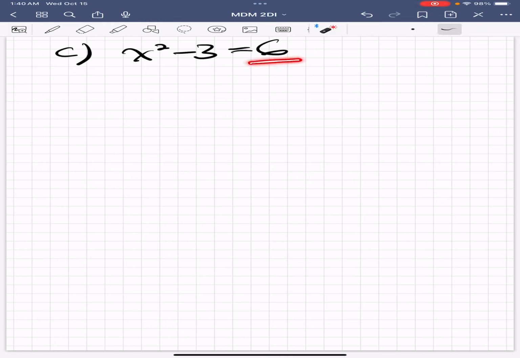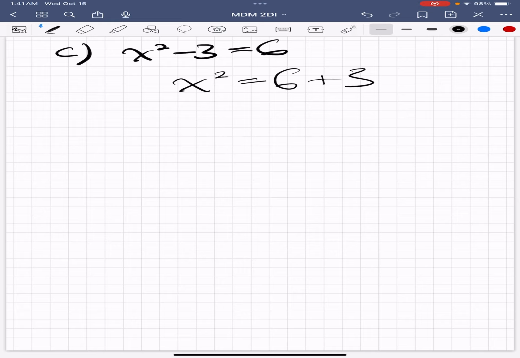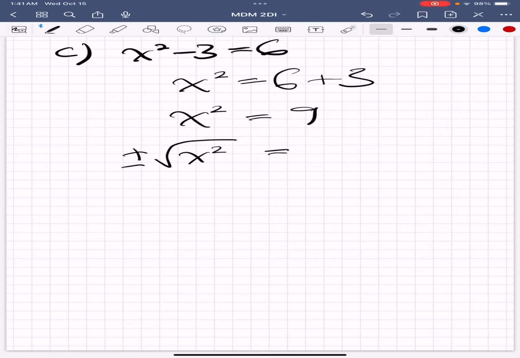So we have 6 on the right hand side, and x squared minus 3 on the left hand side. We're going to take this minus 3 and switch it over to the other side, and just follow the same steps as any other question, just with a 6. So it's 6 plus 3, so x squared equals 9. Then again, we take the square root of both sides to get x by itself, and we have x is positive and negative 3.